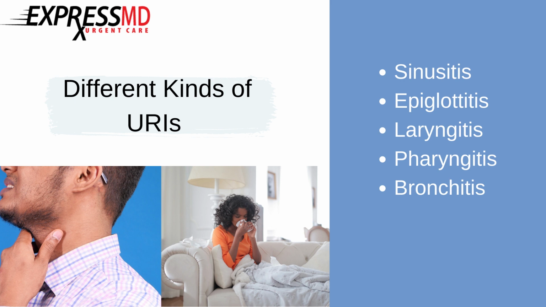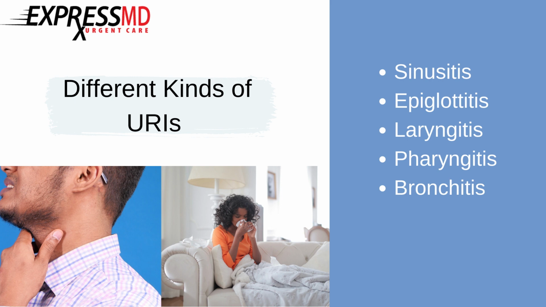Another URI type is epiglottitis. Epiglottitis is inflammation of the epiglottis, which is the upper part of your trachea. It's a flap of tissue that protects the airway from foreign particles that can get into your lungs. Swelling of this epiglottis is very dangerous because it can actually block airflow into your trachea. Another URI type is laryngitis, which is inflammation of the larynx or voice box, which causes a hoarse or raspy voice.